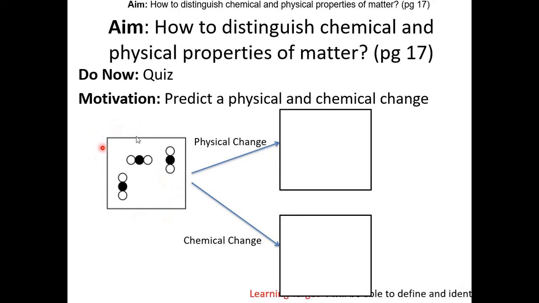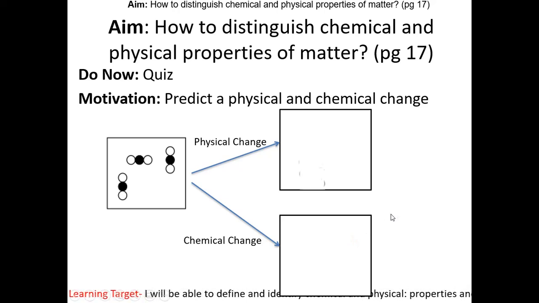So here we're given a particle diagram of a compound in the gas state. I want you to figure out what the physical change and the chemical change particle diagrams would look like. So take a moment to do it and resume the video once you complete it.